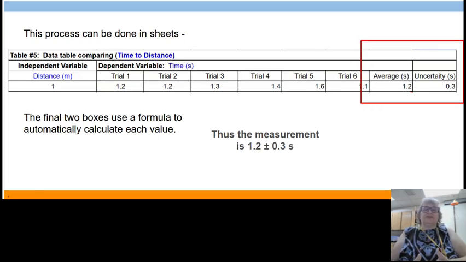The same process that you can do in your calculator can be done in Sheets. With your data table, you have your average and your uncertainties. The final 2 boxes use a formula. Once you put it in there, it should populate automatically. It should figure out the average of your trials, and it should figure out the uncertainty of your trials.